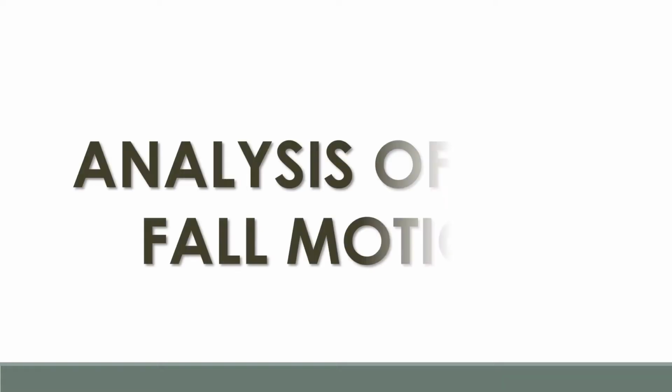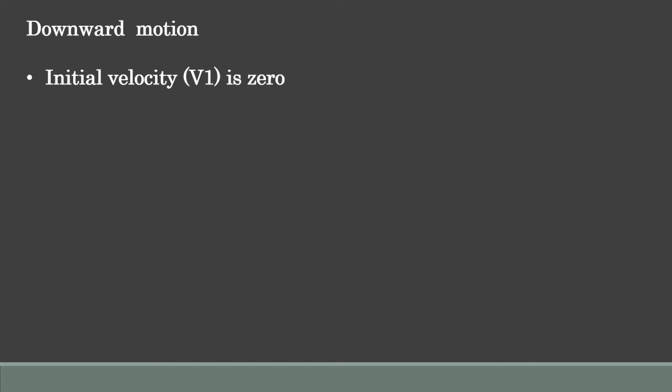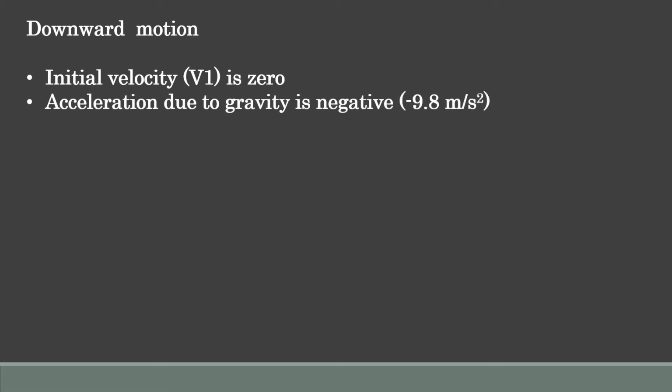Okay, so let's continue our discussion on the analysis of free fall motion. In the first example, we learned that in downward motion, the initial velocity, or v sub 1, of a falling body is considered to be 0. So we assume that the object is released from rest. And since acceleration due to gravity is directed downward, we use a negative sign. So it's going to be negative 9.8 meters per second squared.